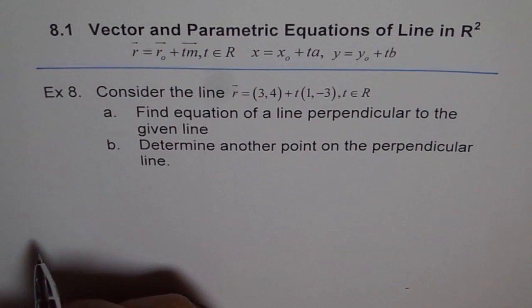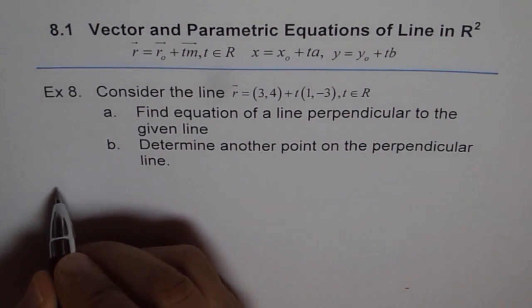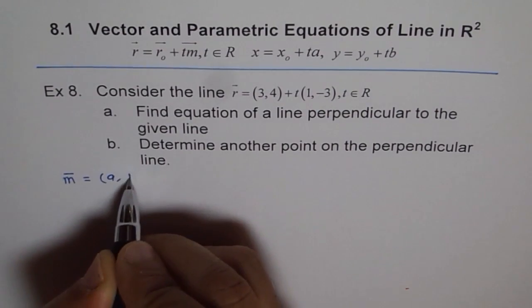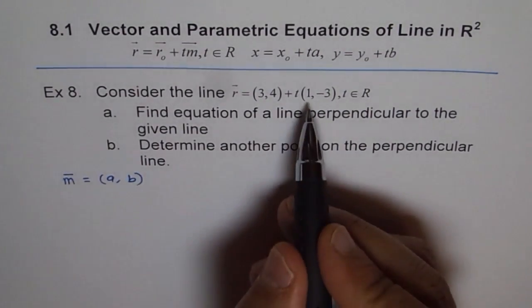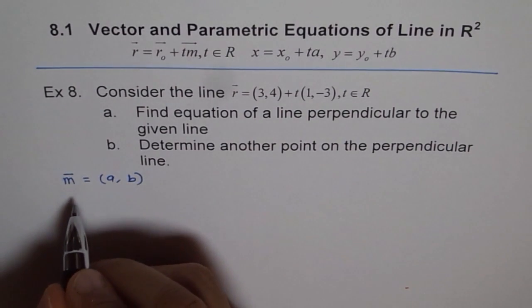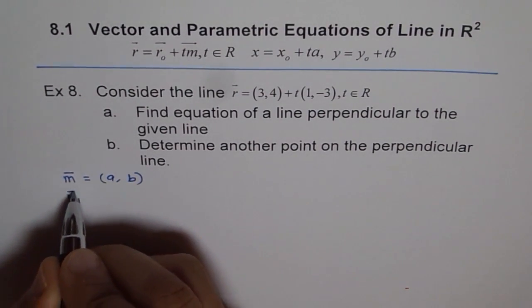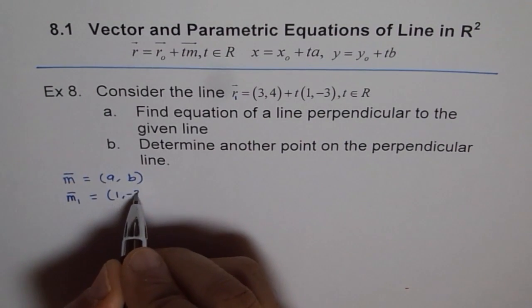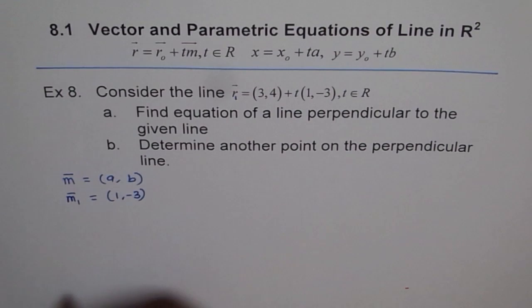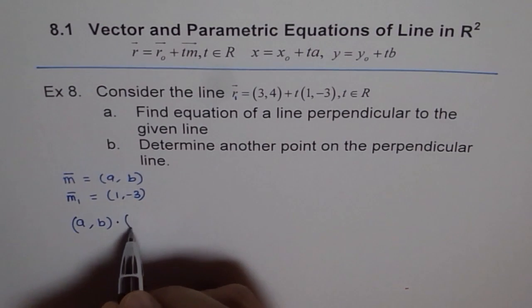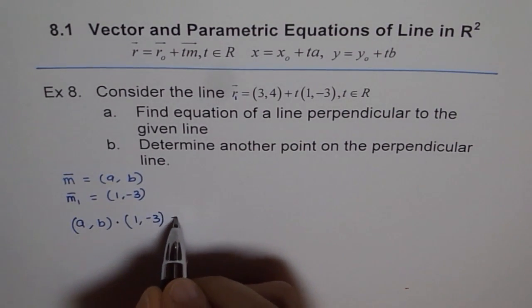So let us use that principle and say let the direction vector m for the perpendicular line be (a, b). And we know the direction vector of the given line, let me call this line 1, is (1, -3), correct? Now for these two vectors to be perpendicular, their dot product should be 0. So (a, b) dot (1, -3) should be equal to 0.